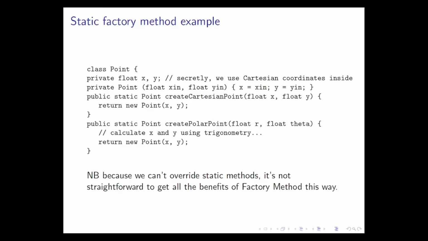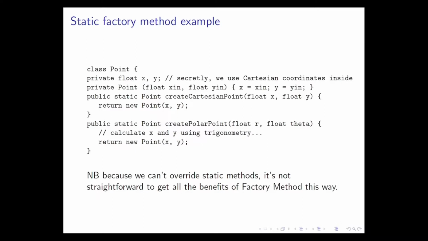We've got two different static factory methods here, one of which creates a point out of the perfectly ordinary Cartesian coordinates, and all that does is give you a level of indirection to the use of the constructor. It's going to take the x and y and pass them to the constructor, creating a new point using the constructor. And the level of indirection allows us to allow the constructor to be private.